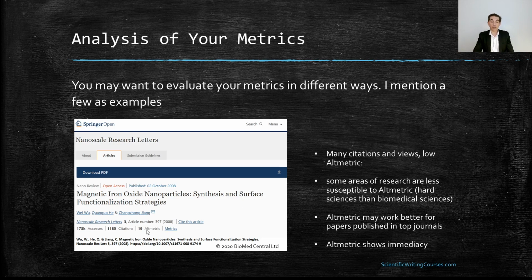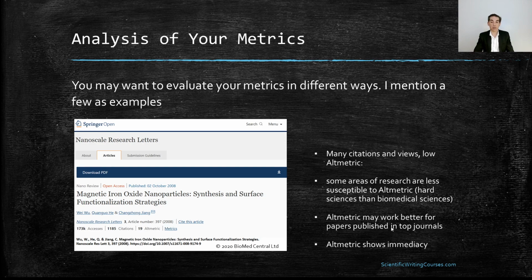So what's the deal here? And the deal is that you see that this article has a lot of citations, almost 1,200 citations, a lot of views, hundreds of thousands, but the Altmetric is very low, it's just 19. So the reason is that some areas of research are less susceptible to Altmetric. The hard sciences or engineering, for example, this Nanoscale Research Letters article that is talking about nanoparticles, it's not going to have a very big Altmetric, and this is from 2008 actually.